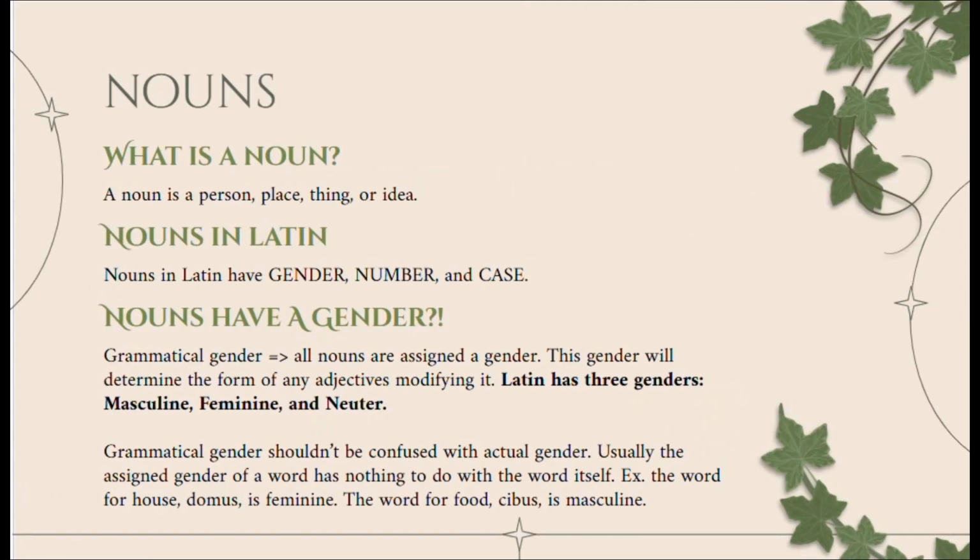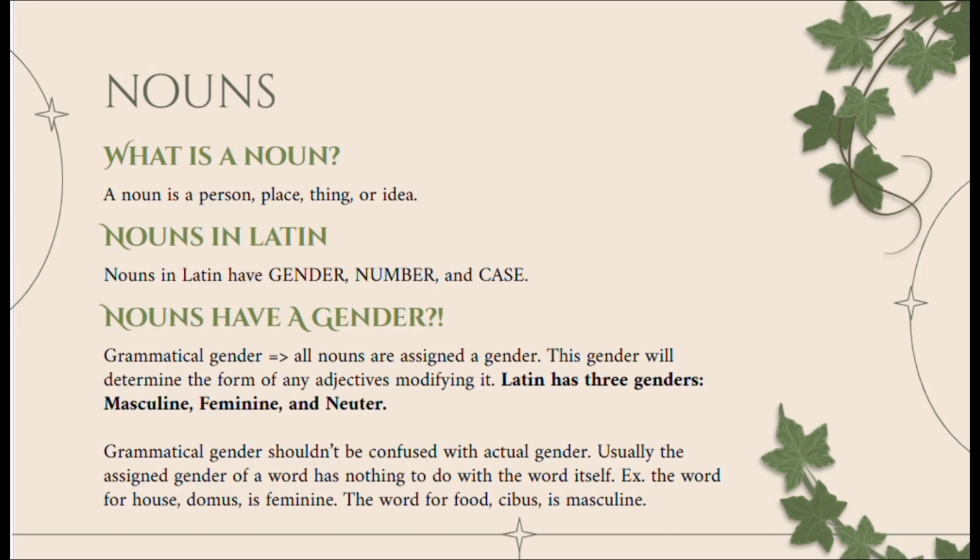Let's dive in a little more into what nouns are. A noun is a person, place, thing, or idea. And this is important to know. Nouns in Latin have a gender, a number, and a case. These three things are very important to remember when you look at any noun. If you're like me when I first started learning Latin, you might be thinking, wait, nouns have a gender? Well, nouns do have a grammatical gender in Latin.